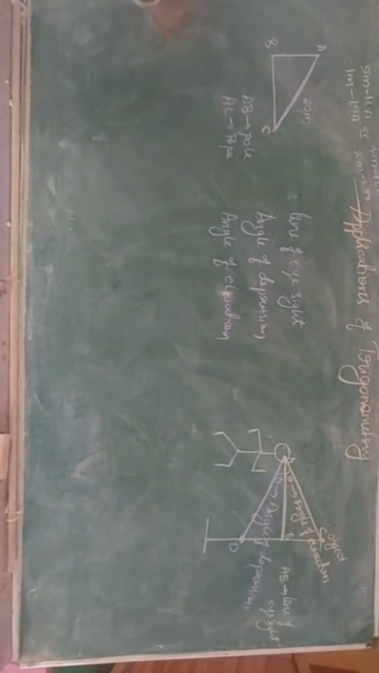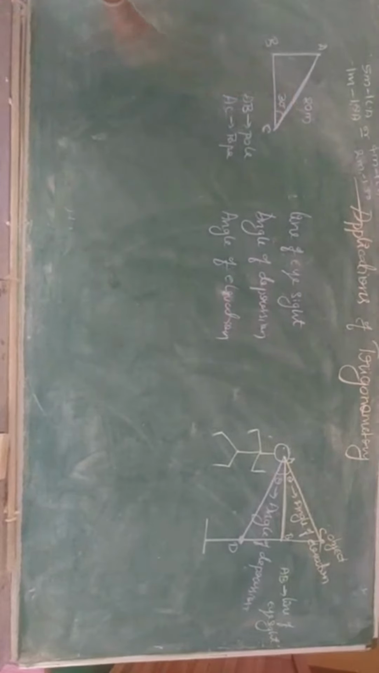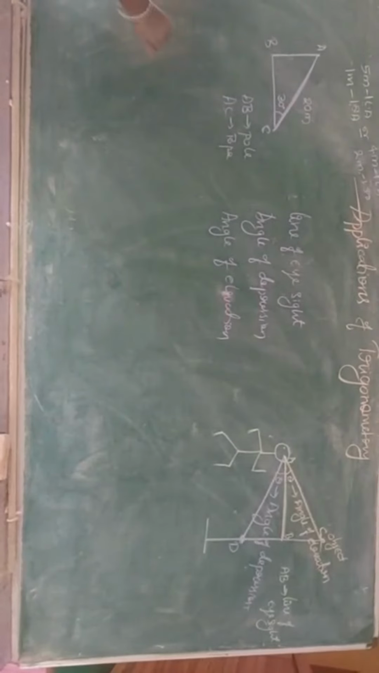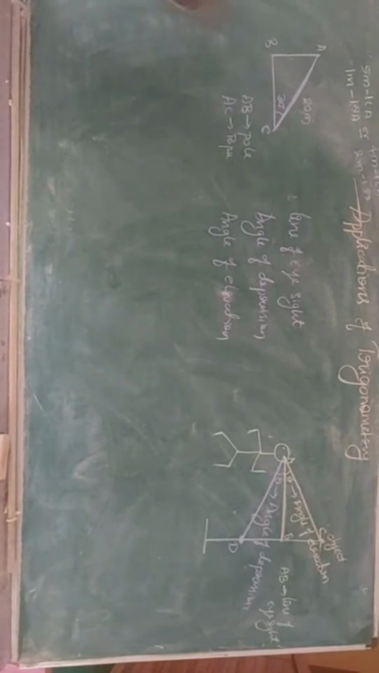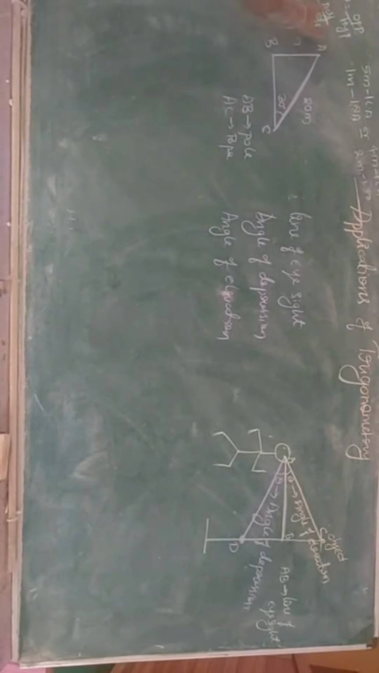If the angle made by the rope with the ground is 30 degrees, find the height of the pole. So we need to calculate AB. Already we have the functions sin theta, cos theta. Sin theta is opposite upon hypotenuse, cos theta is adjacent upon hypotenuse, and tan theta is opposite upon adjacent.